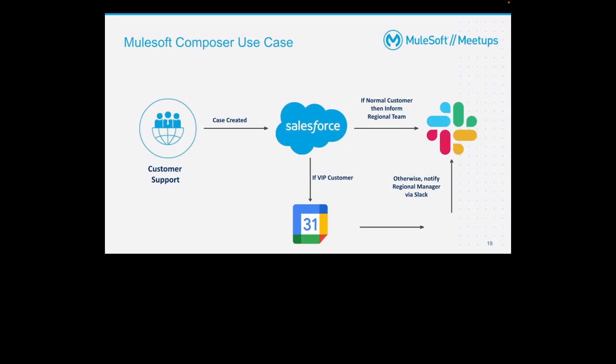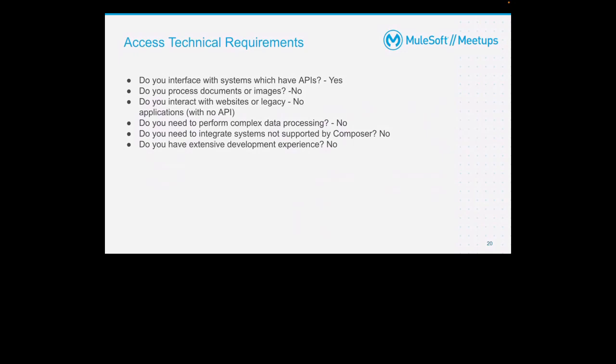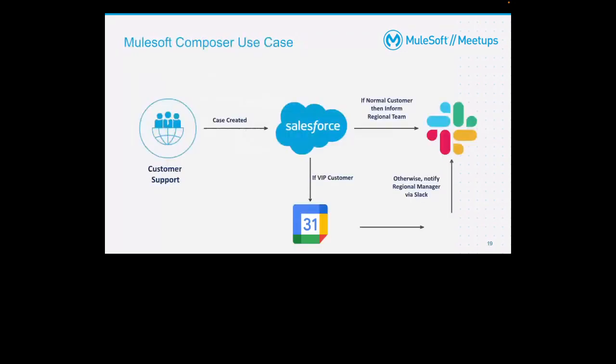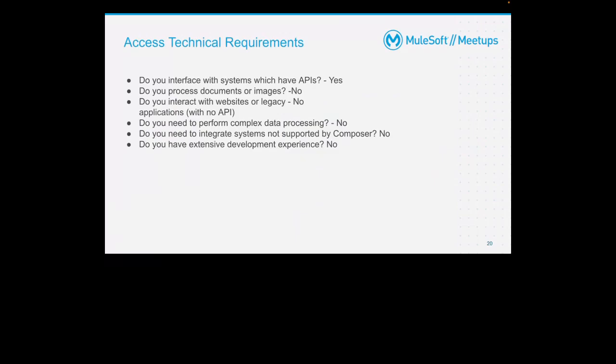So we did go through the use case. Again, I would just say: create a case in Salesforce, send a calendar invite if the customer is a VIP, and also send a Slack message to my regional manager or the service team in the channel. This is just a use case which I'll be going through. Before that, now that we've gone through the use case, we need to understand the technical requirements and which product is suitable for this kind of scenario.